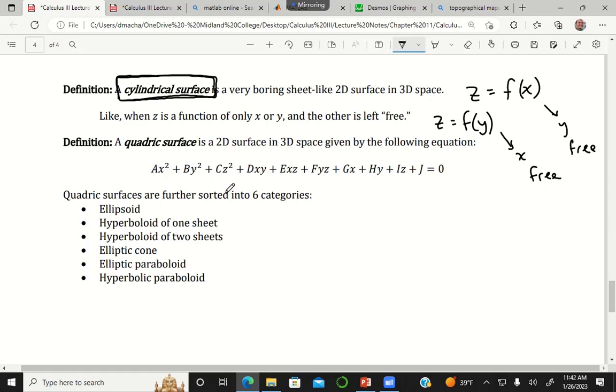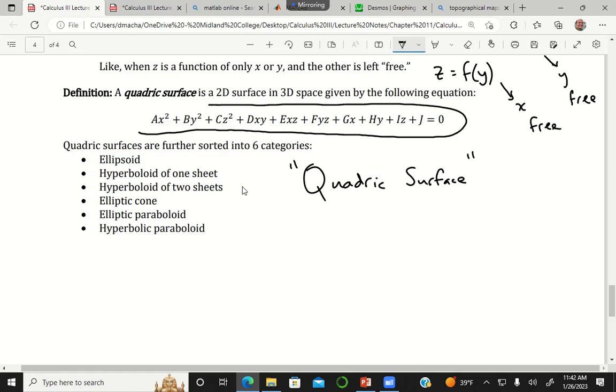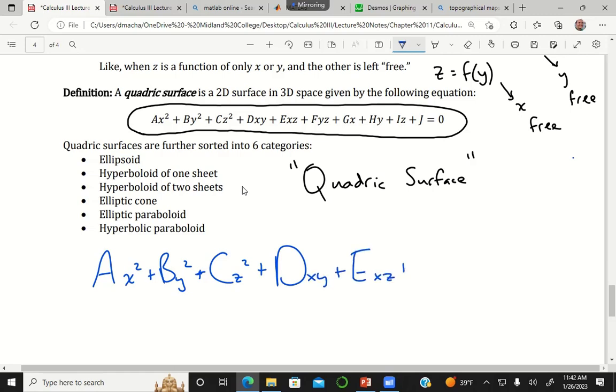And then a quadric surface is an umbrella term that means any surface that can be given by this equation. So this equation is A x squared plus B y squared plus C z squared plus D xy plus E xz plus F yz plus G x plus H y plus I z plus J equals 0. So that's a long equation. All of these capital letters, A, B, C, D, E, F, G, H, I, J, are just constants. Those are just coefficients, like 1, 2, 3, etc.